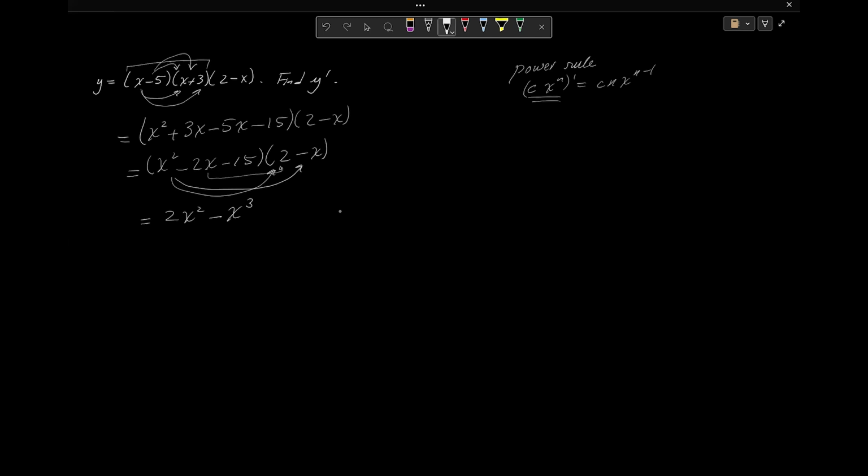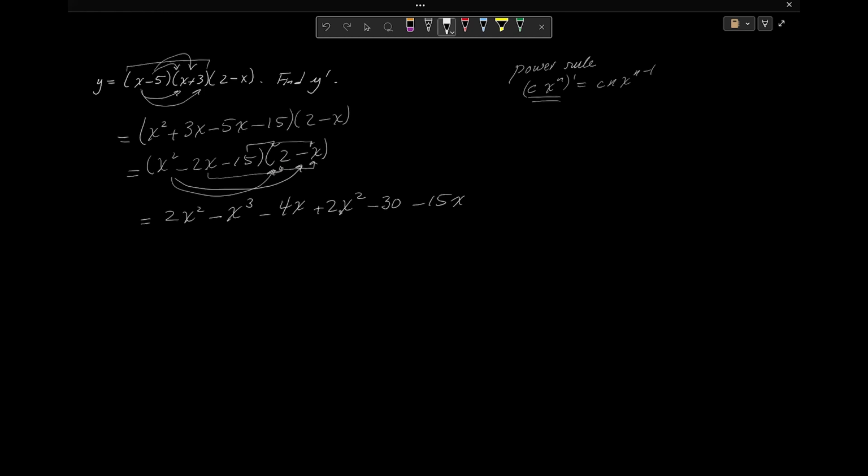Now this times that, give me negative 4x. Negative 2x times negative x is plus 2x squared. Now negative 15 times 2 is minus 30. And negative 15 times negative x is negative 15x.